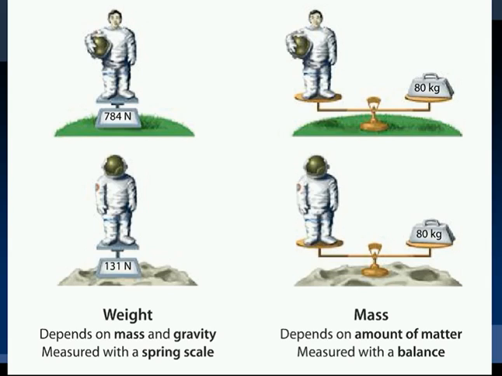For example, consider an astronaut who has a mass of 80 kilograms. On Earth, this astronaut weighs 784 newtons, but on the Moon's surface, where the force of gravity is only 1.6 meters per second squared, the astronaut weighs 131 newtons. The astronaut's mass, however, remains the same on Earth or the Moon.